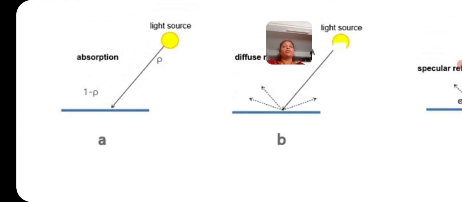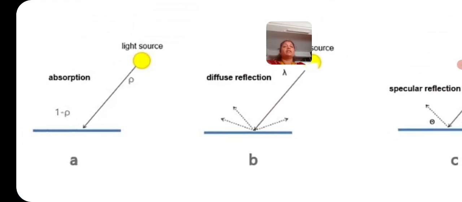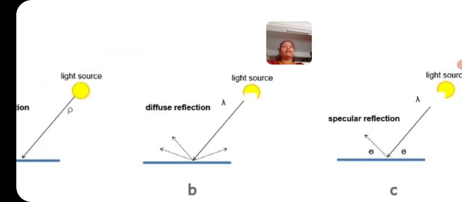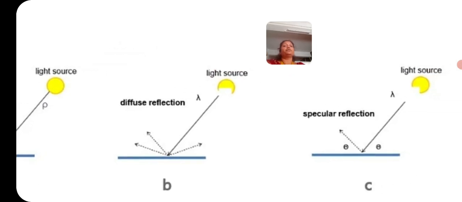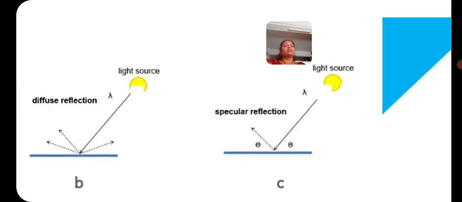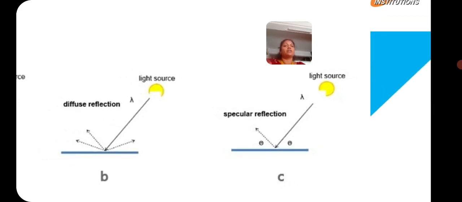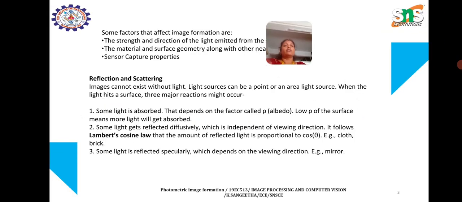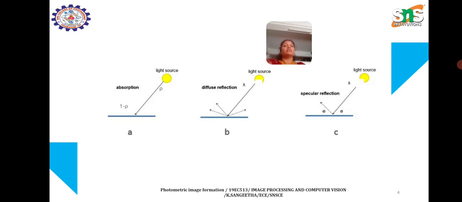So the first one is absorption, that is 1 minus rho, the second one is diffuse reflection, and the third is specular reflection. These are the reflection and scattering types.